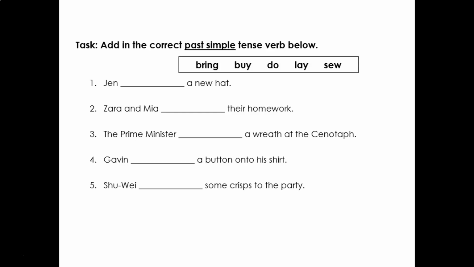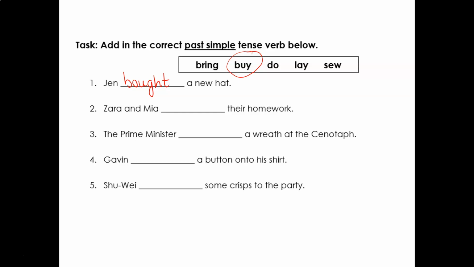Jen, something a new hat. So we need to look in the box here and decide which verb would fit. Well, in this case, it was the verb to buy. So we need to then put it into the past tense. The simple past being Jen bought a new hat. Okay, over to you. Pause the video and complete those sentences now. If you have a different colour pen, you may wish to use this to mark your answers. We'll go through them together.